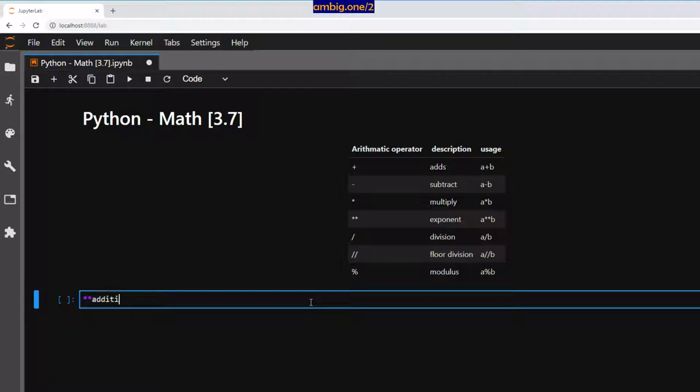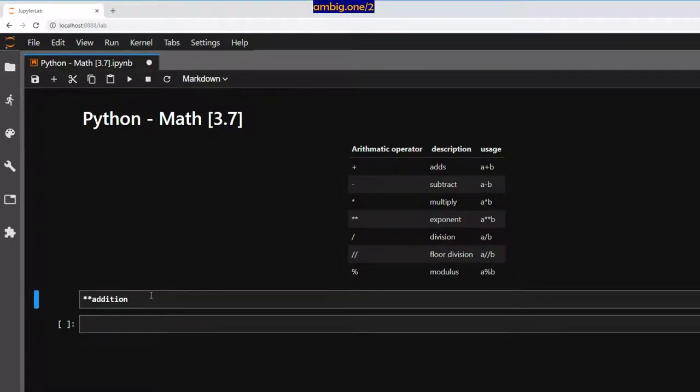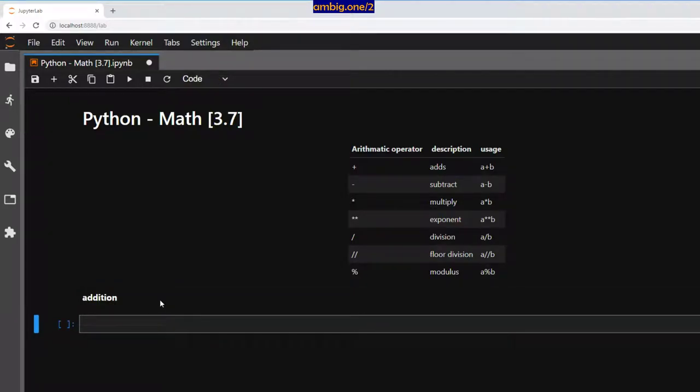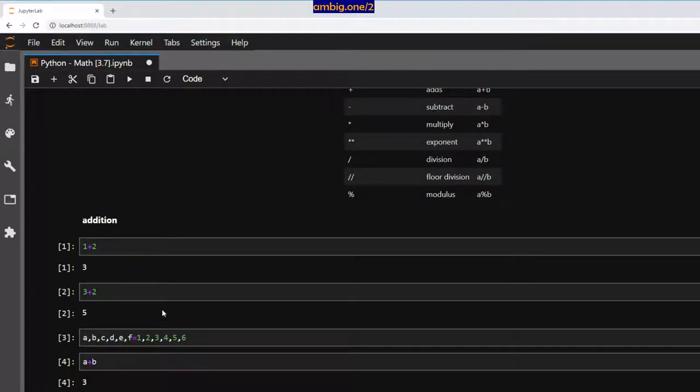Let me do this. I have 1 plus 2 is 3, 3 plus 2 is 5. A, B, C, D, E, F is 1, 2, 3, 4, 5, 6, right? That is A plus B is 3. Then let's look at subtraction.